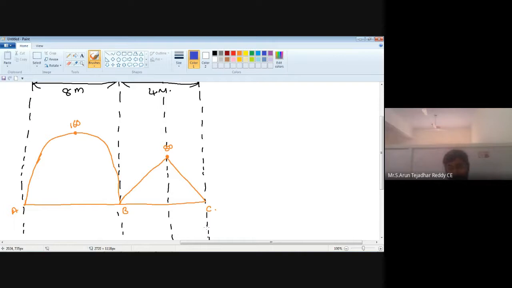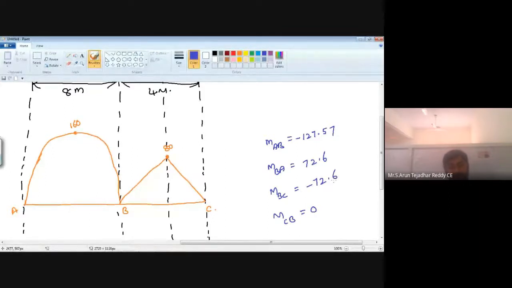Next is to draw the net bending moment diagram. So how to draw the net bending moment diagram? Based on final moment values: MAB, MBA, MBC, MCB. Anyway, MCB is 0. MAB is minus 127.57. MBA is 72.6. MBC is minus 72.6. These are our final moment values.